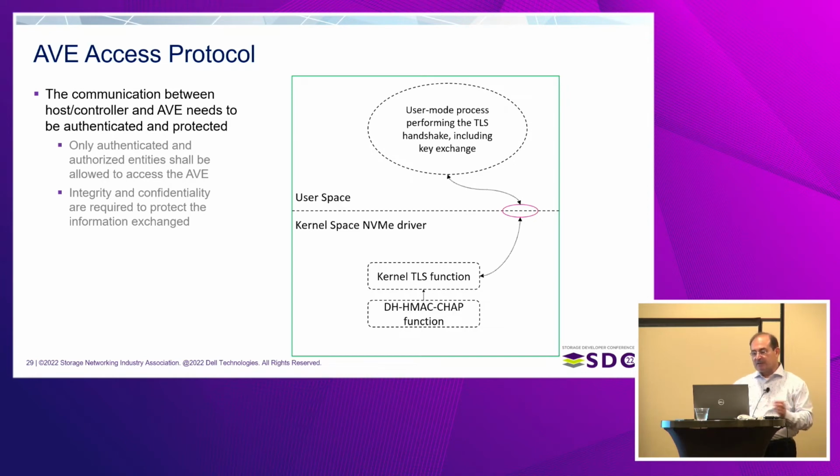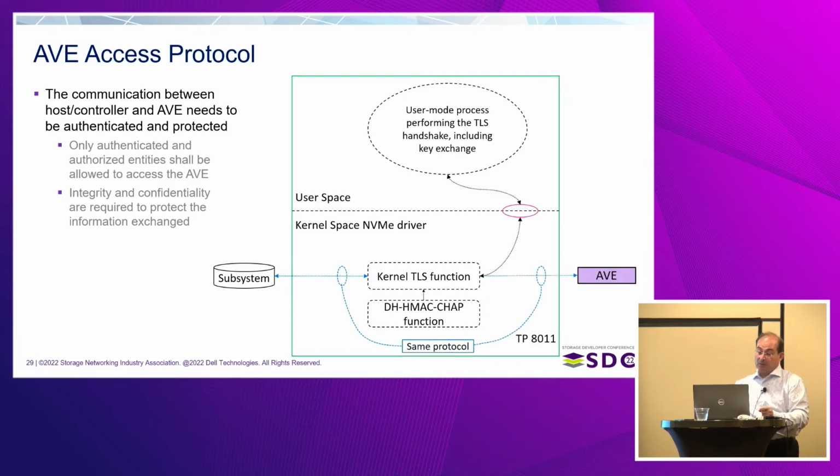So if I have this situation in which I have a kernel TLS function available and a DH-HMAC-CHAP function in the kernel, this means that this host, I'm looking at a host at this moment, is able to access a subsystem over a TLS channel. I implemented it.